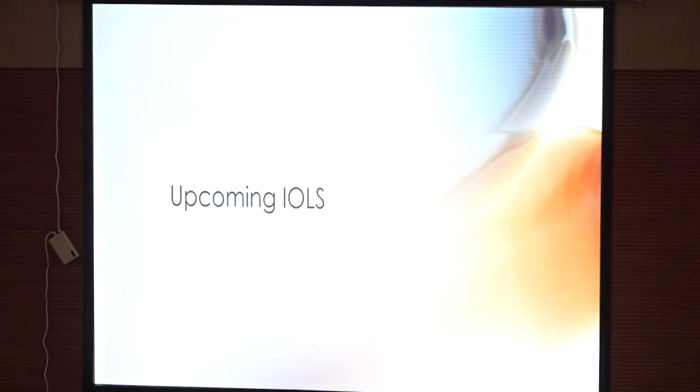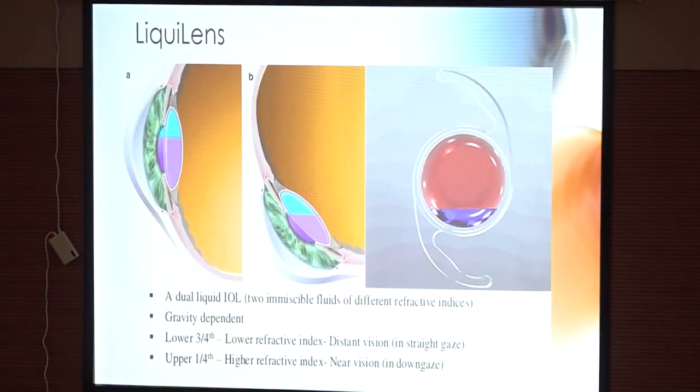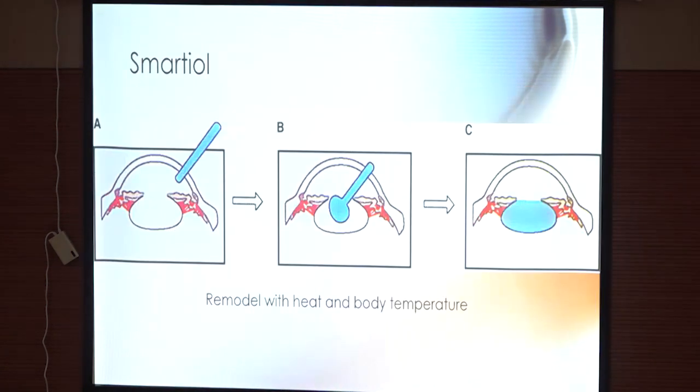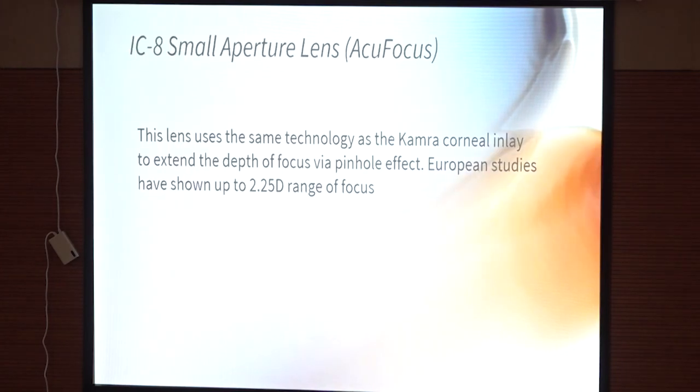Then we have the dual optic IOLs, and the upcoming IOLs include the liquid lens, in which there is a liquid. In the lower third, there is a lower refractive index, which leads to distance vision, and in the upper 1/3, when the patient looks down, there is a higher refractive index liquid, so it is used for near vision. This is the fluid vision IOL, implantable miniature telescopes, smart IOLs which remodel with heat and body temperature. And then the AcuFocus or the IC8 small aperture lens, this is same as the camera corneal inlay, to extend the depth of focus via pinhole effect.